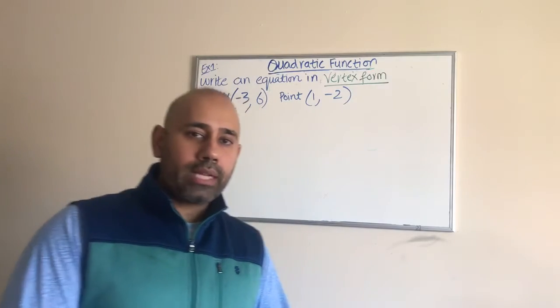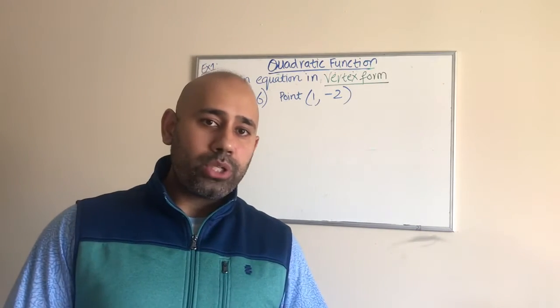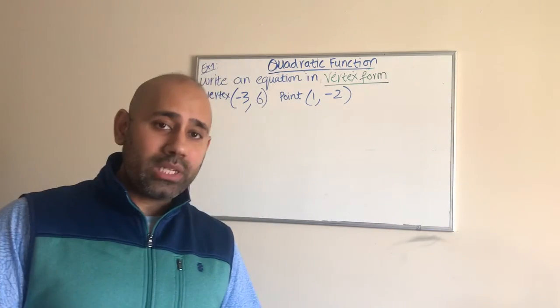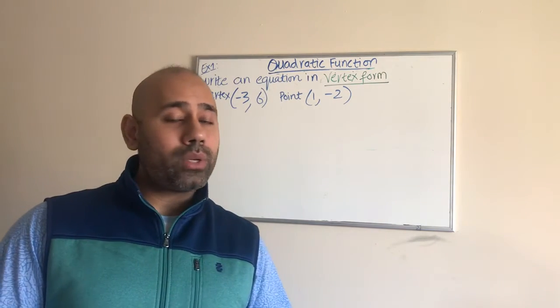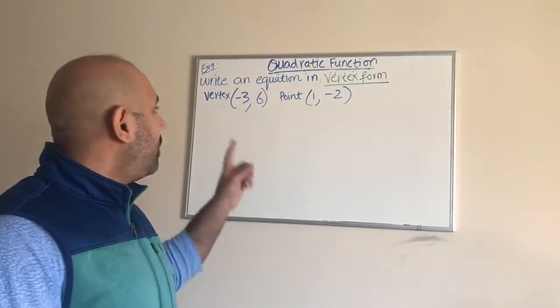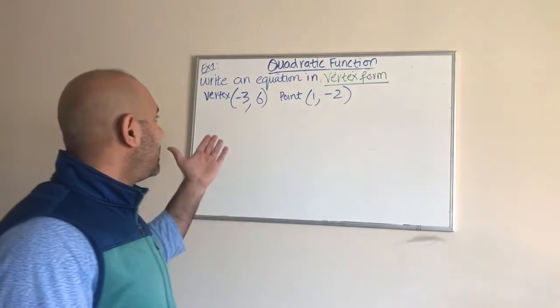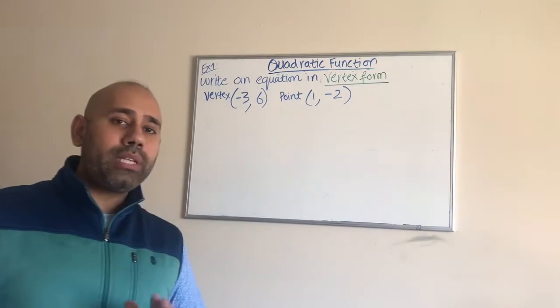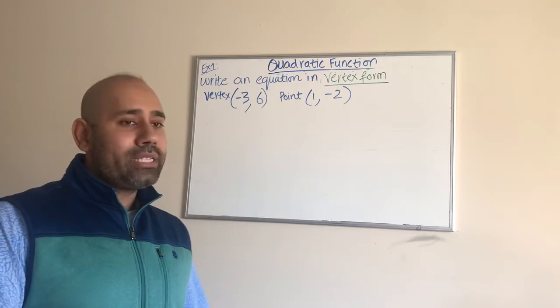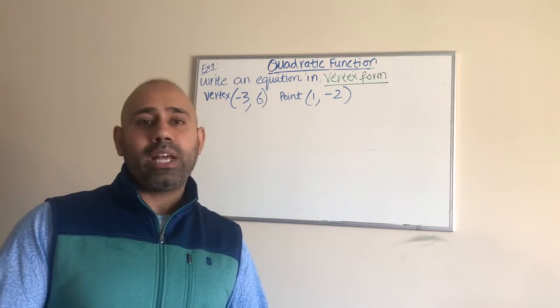Hi guys, welcome back. In this video, I'm going to show you how to write an equation of a quadratic function in the vertex form when the vertex is provided, and we also have the other point. So the graph passes through the point (1, -2), and the vertex is (-3, 6). We did something similar to this where we already had the graph provided to us. In this case, we do not actually have the graph, we just have the two points.